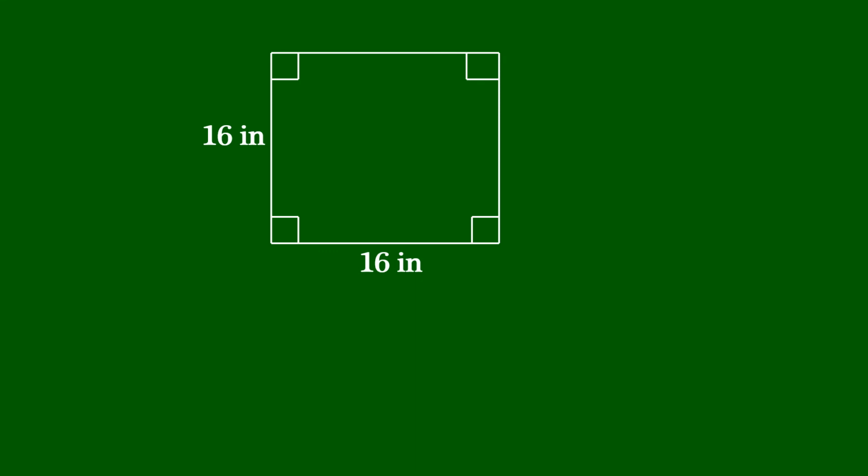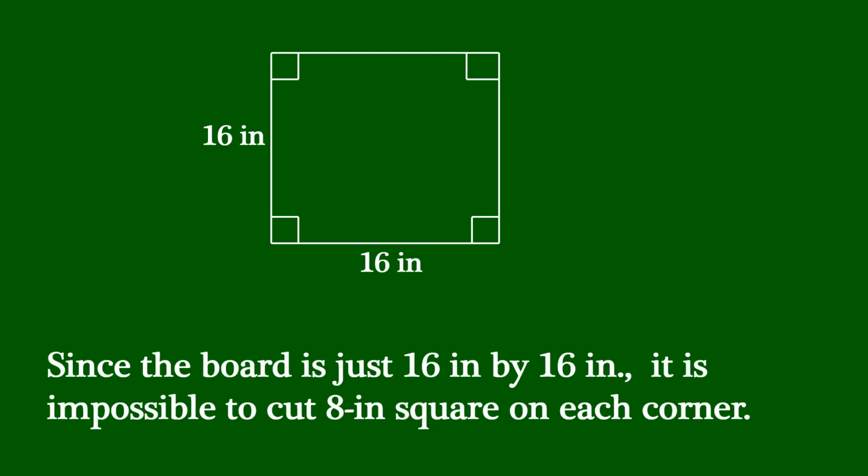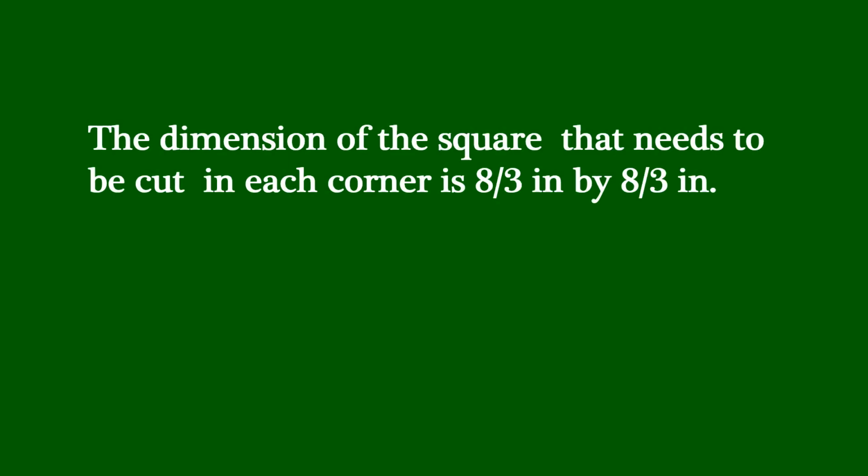Notice that if you are going to remove a square that's 8 by 8 in every corner, nothing will remain from this cardboard. So therefore, we can say it's simply impossible to remove a square that's 8 by 8 in each of these corners. That means therefore that x equals 8 is not a solution. The only solution is that each square in each corner has to be 8/3 inches by 8/3 inches.